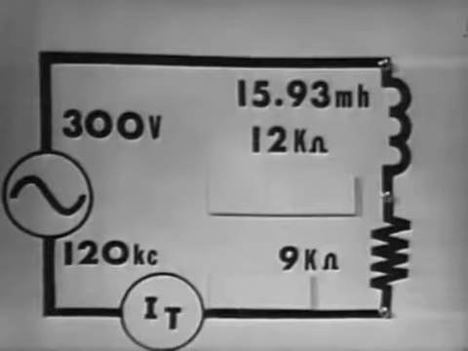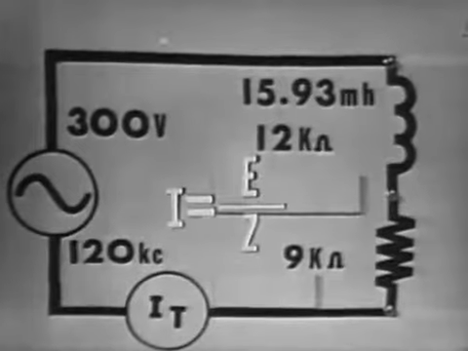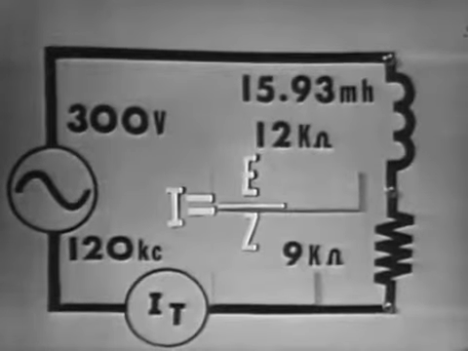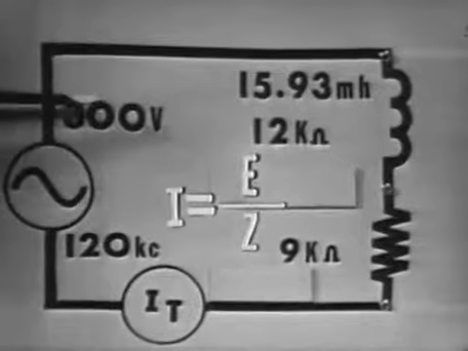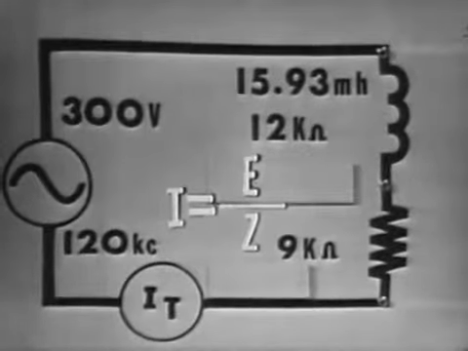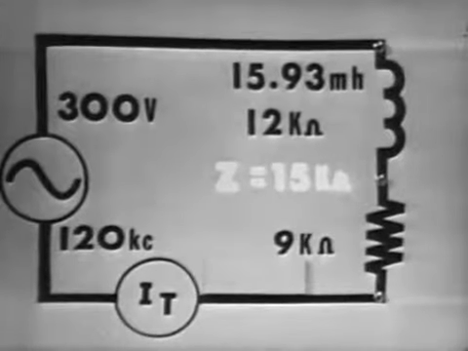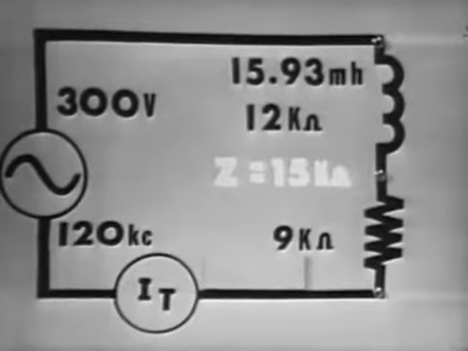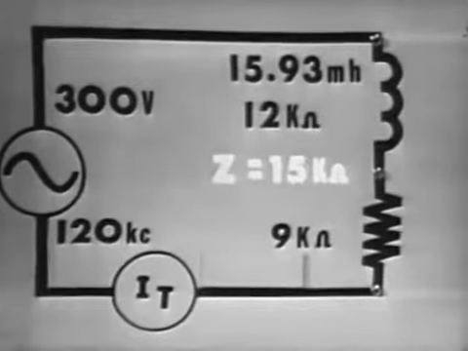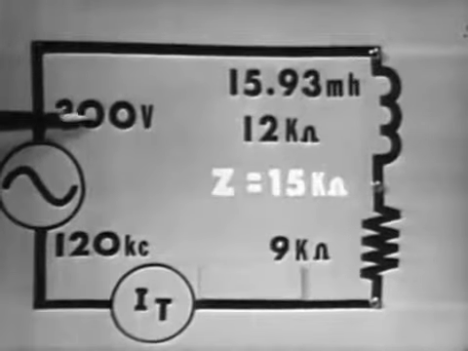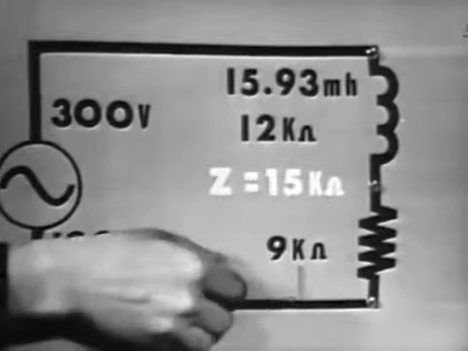By establishing the total impedance in our circuit, we can now determine the amount of current that is flowing and the voltage drops across the resistor and across the coil. Using Ohm's law, we know that current is equal to E, or the voltage applied, 300 volts, divided by total impedance, which you'll recall is the vector sum of R and X sub L, or as we found on our vectors, Z is equal to 15 K ohms. 15 K ohms divided into 300 volts would give us a current flow of 20 milliamps.